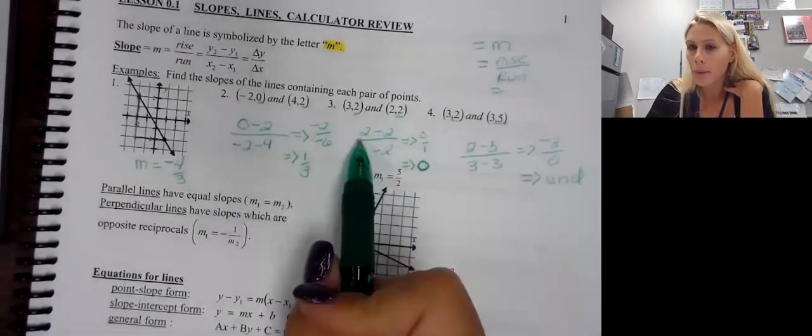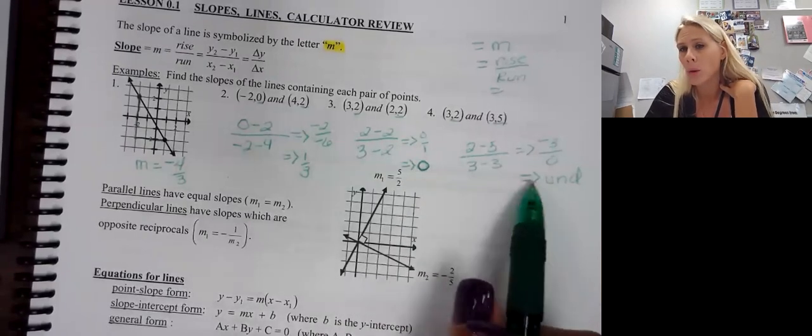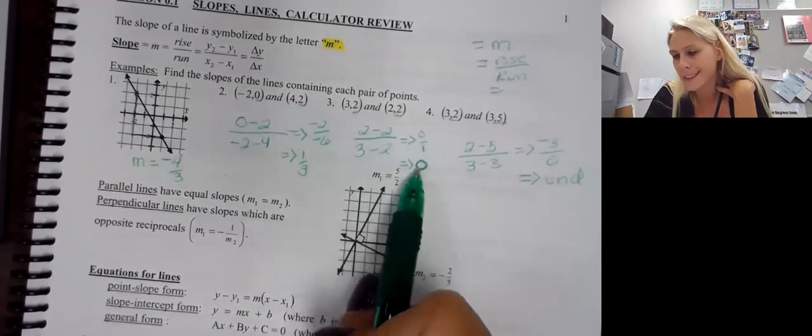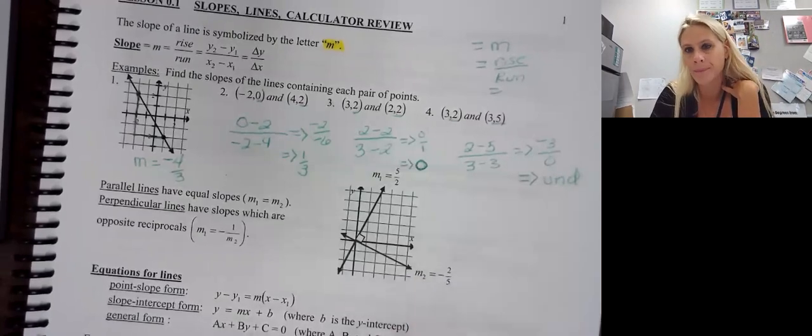These two are very big. I've seen multiple kids confuse these two. When zero's in the numerator, it's 0. When zero's in the denominator, it's undefined.